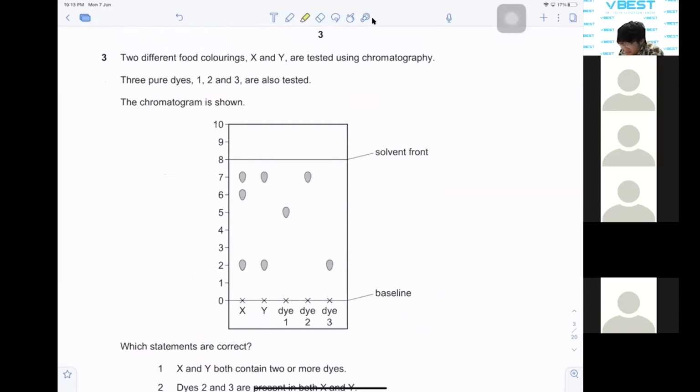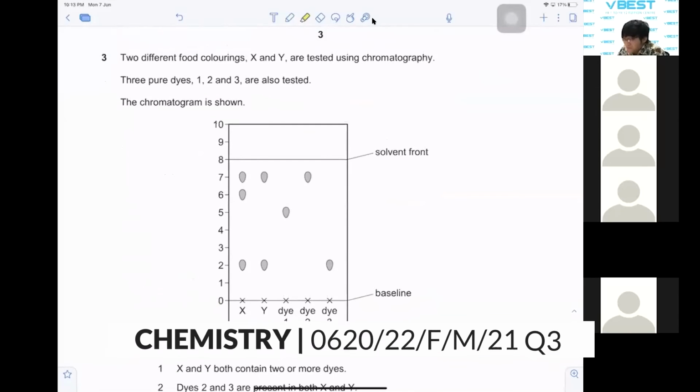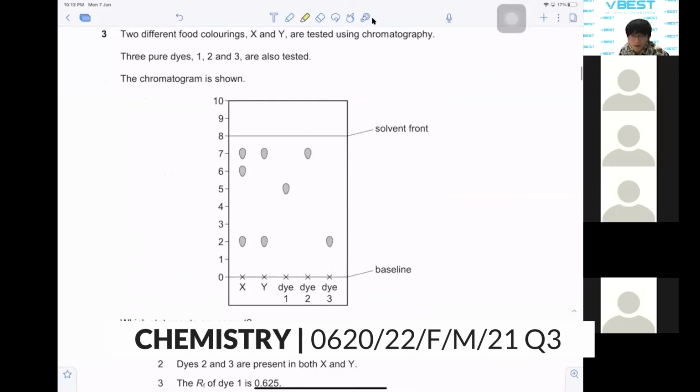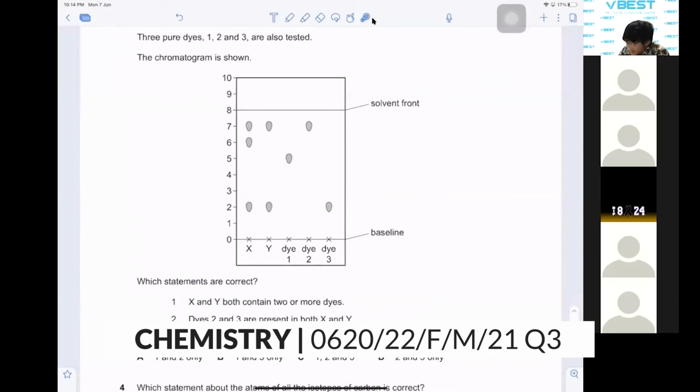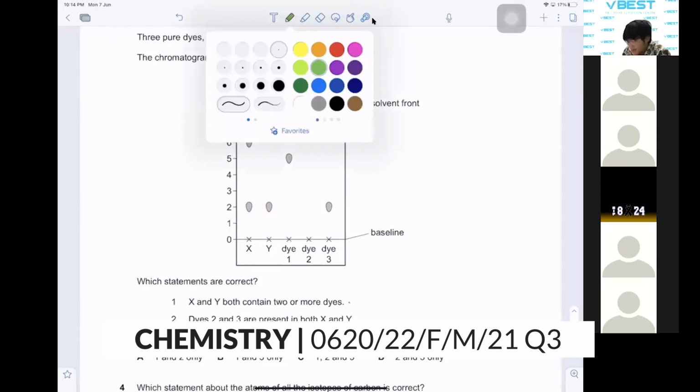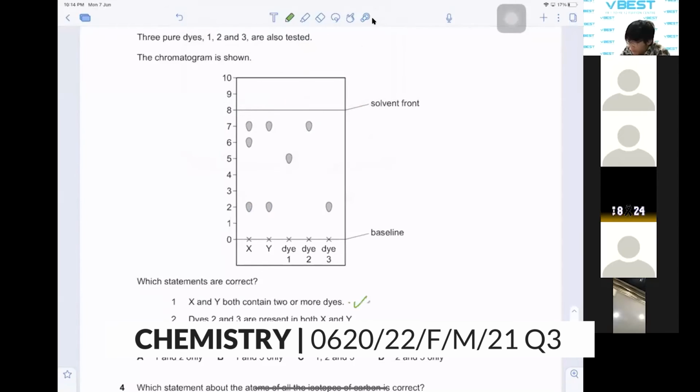Let's continue with number 3. The two different food colorings X and Y are tested for chromatography. Three purple dye 1 also tested. So X and Y contain two or more dyes. Is it true? Let's look at A. X and Y. X, you have 3 spots. Yes, contains more than 1. Yes, contains more than 1. So this is correct.